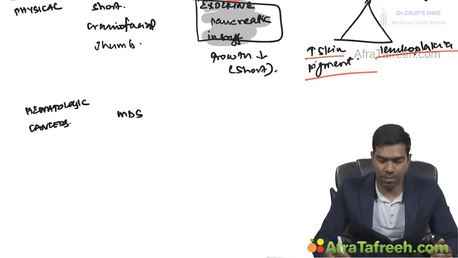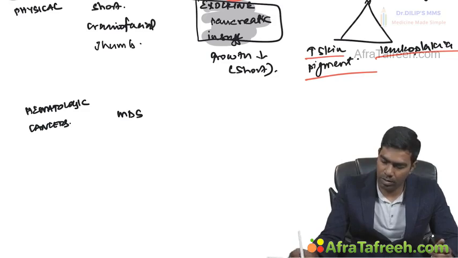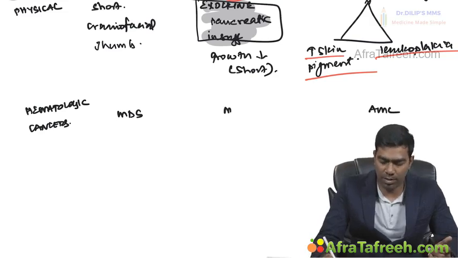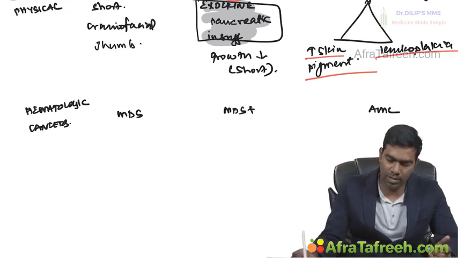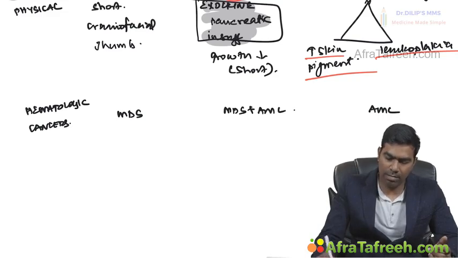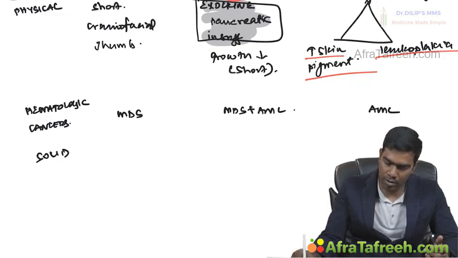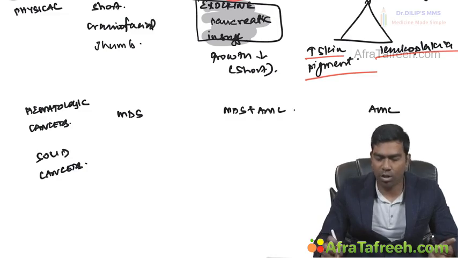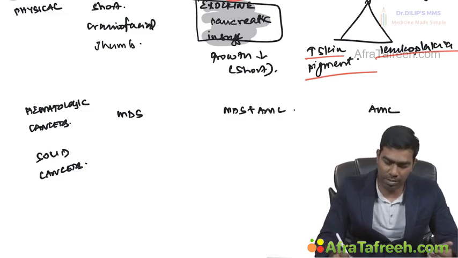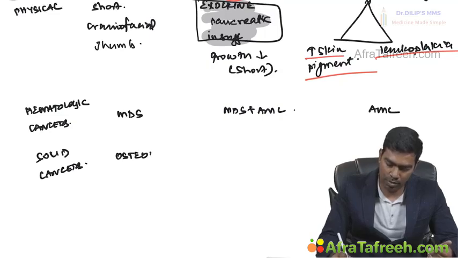Diamond-Blackfan anemia is associated with MDS, and dyskeratosis congenita is associated with AML, and Shwachman-Diamond syndrome is associated with both MDS as well as AML. So very important. At the same time, they are also associated with solid organ tumors or solid organ cancers. A very important solid organ tumor associated with Diamond-Blackfan anemia is osteosarcoma and other soft tissue sarcomas.